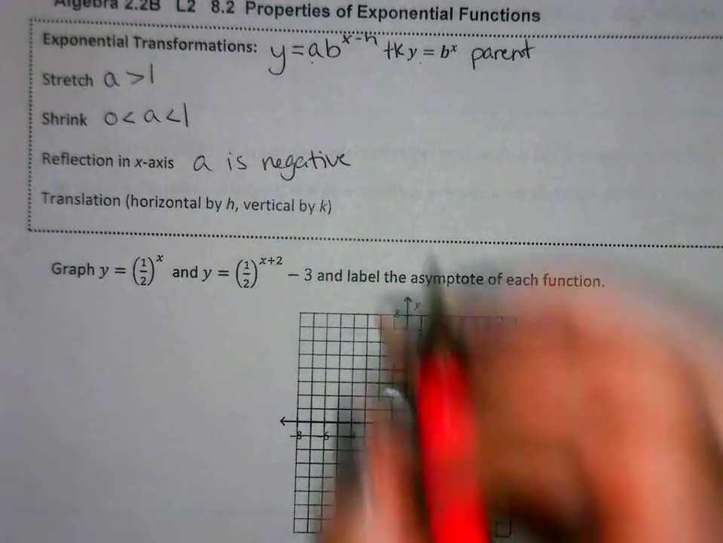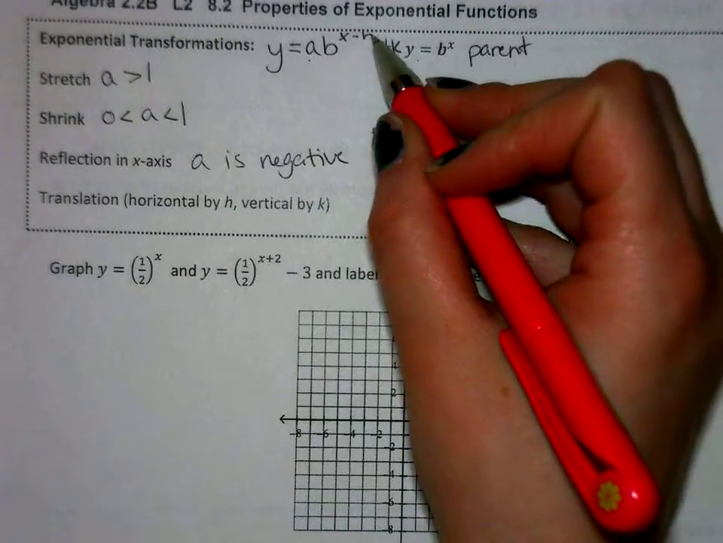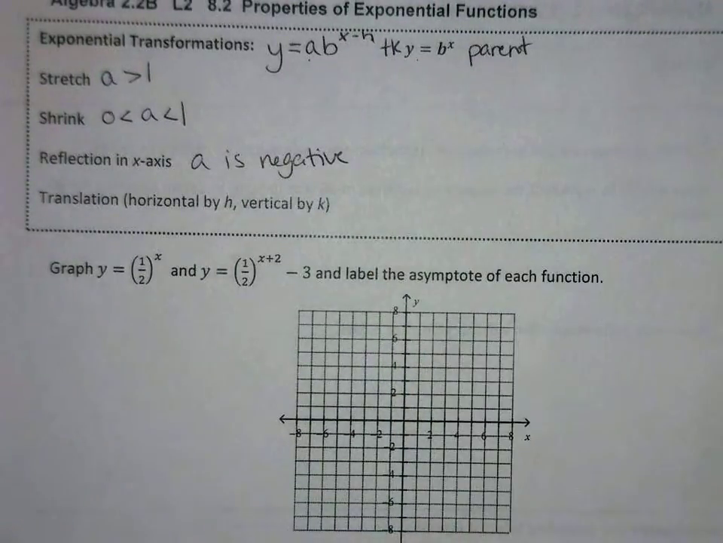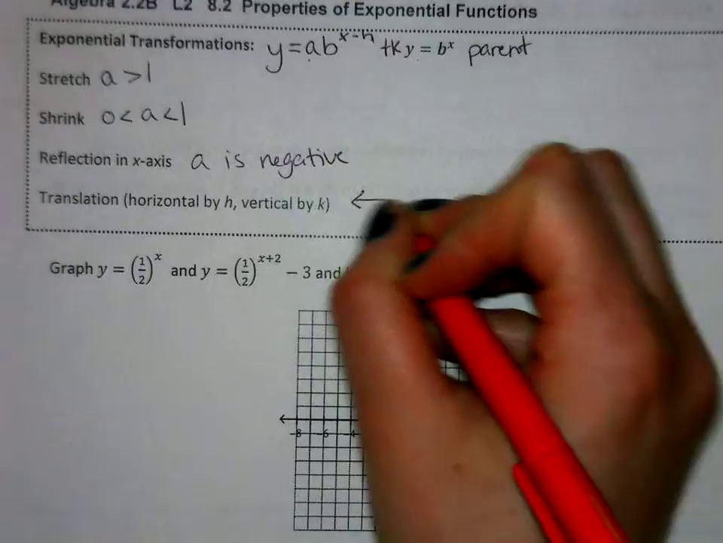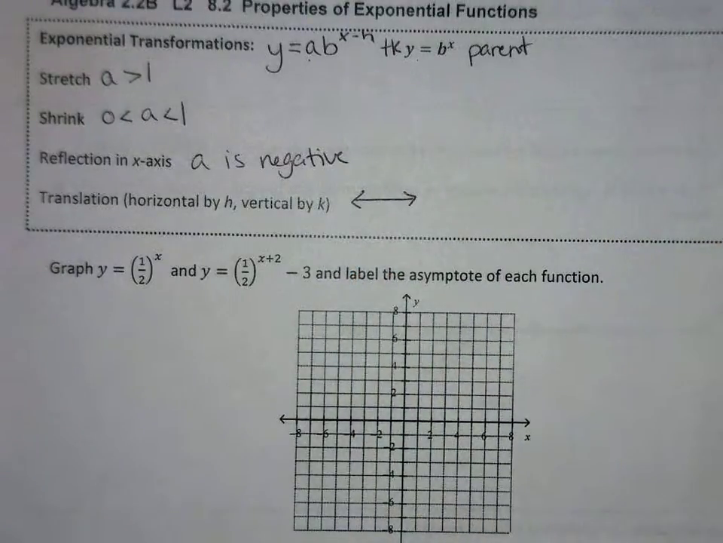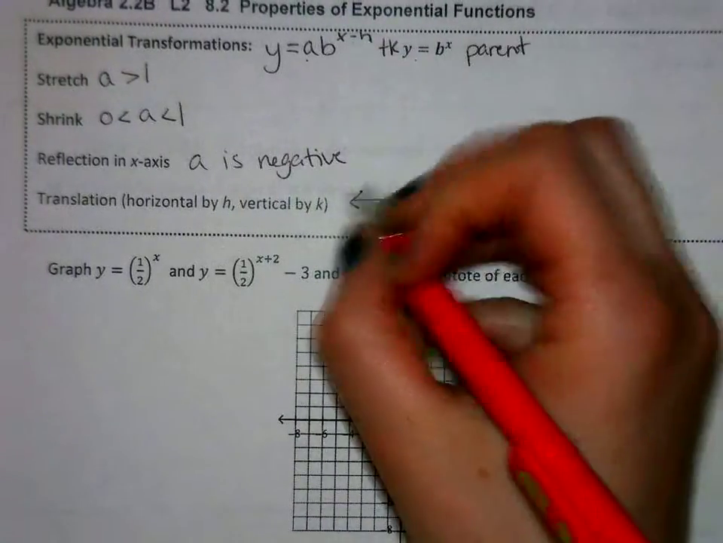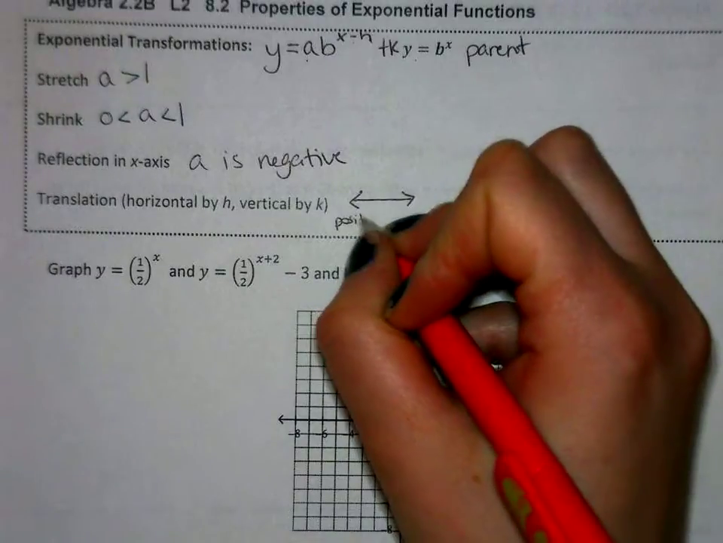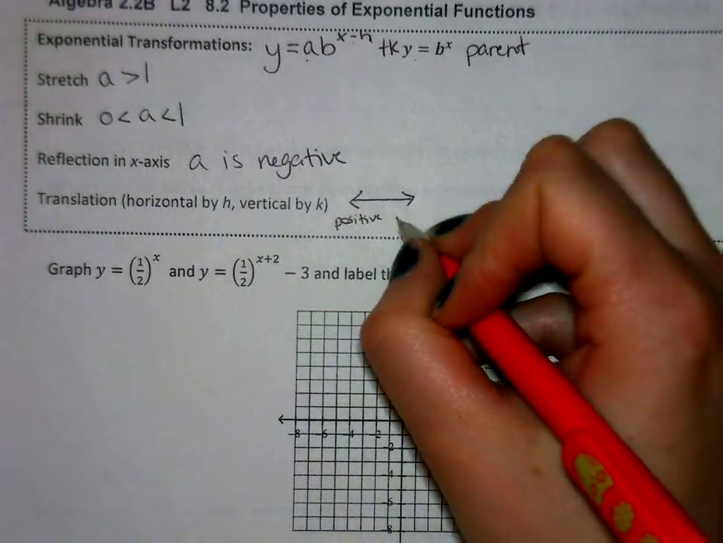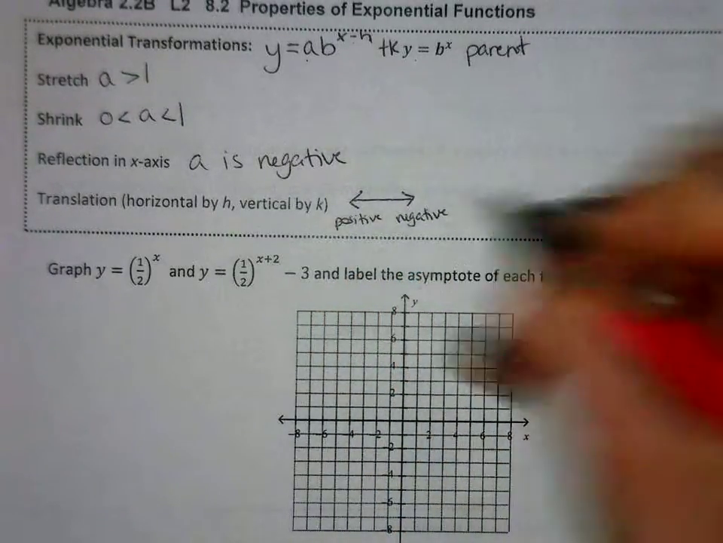So a translation, h, our value up here with our x, is either going to move to the left or it's going to move to the right. And it's always going to be the opposite. So if it's positive, it'll move left. If it's negative, it's going to shift right.